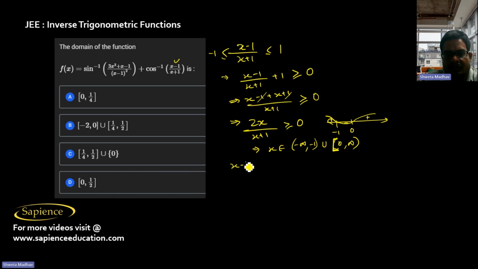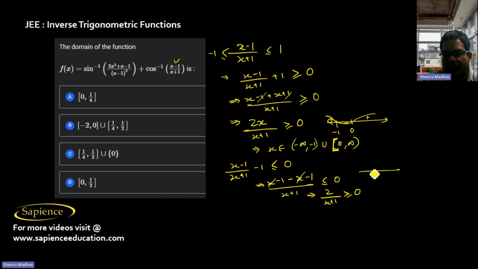And then (x minus 1) by (x plus 1) minus 1, that should be less than or equal to 0. So (x minus 1 minus x minus 1) by (x plus 1), that is less than or equal to 0. So x will cancel. So then you can say minus 2 by (x plus 1) is less than or equal to 0. So 2 by (x plus 1) should be more than or equal to 0. So it means here also x, this is minus 1.